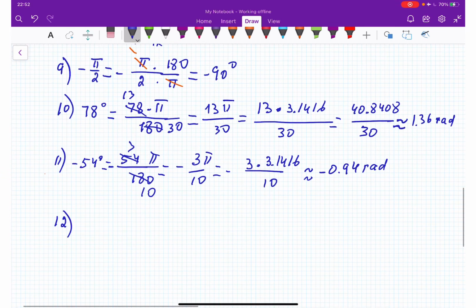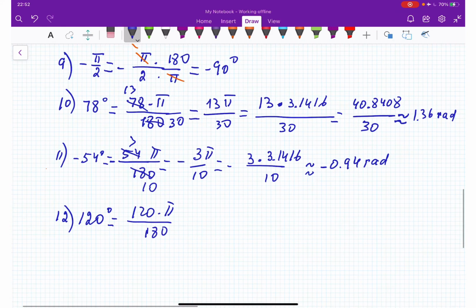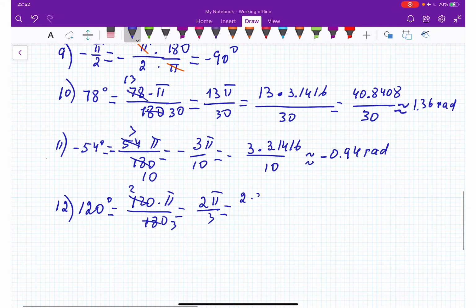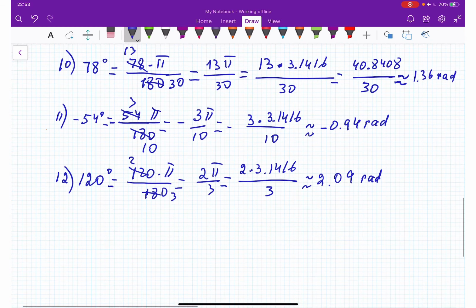Question number 12, 120 degrees is equal to 120 times pi over 180. We divide by 60. This is going to be 2, this is going to be 3. We get 2 pi over 3. So it's going to be 2 times 3.1416 over 3. And approximately it gets 2.09 radians.